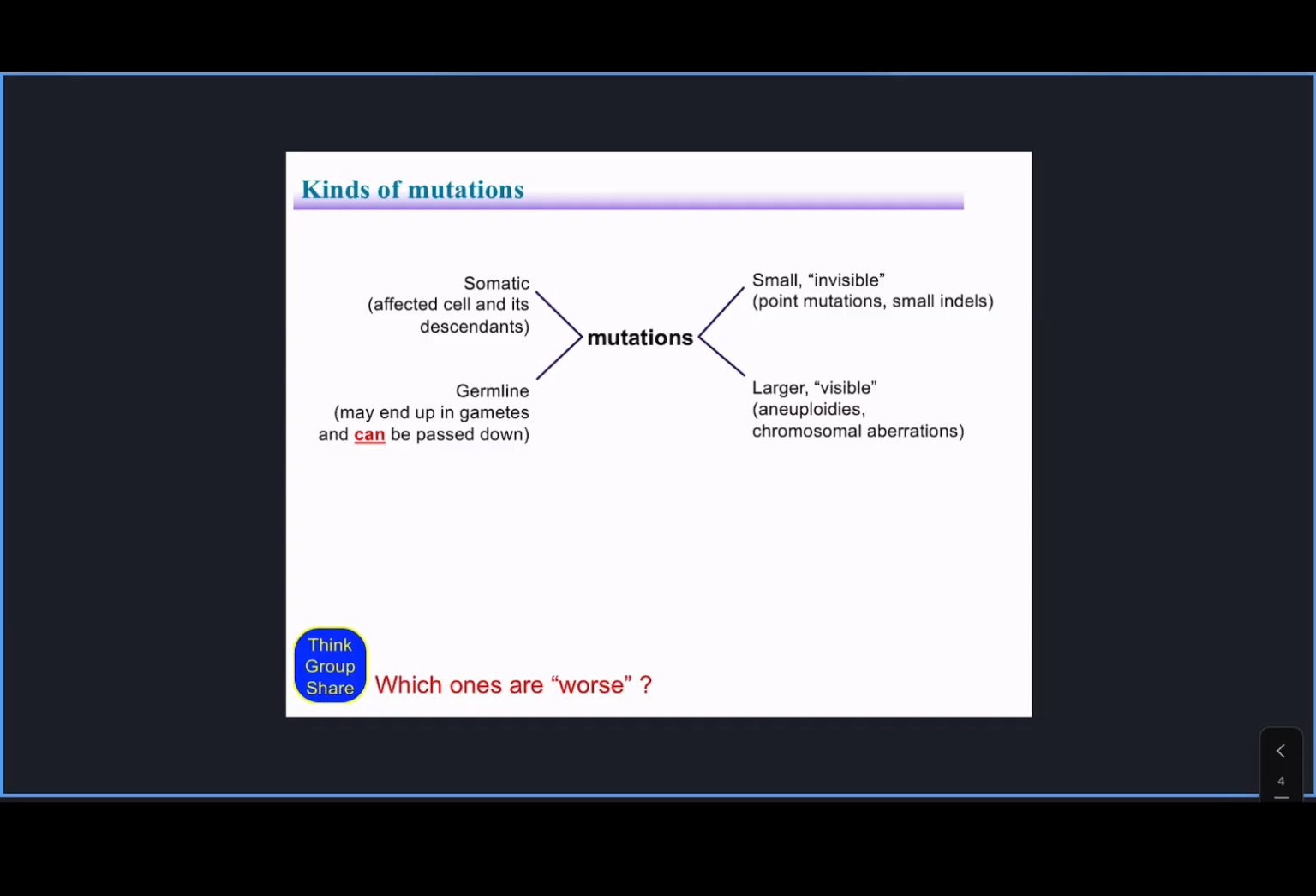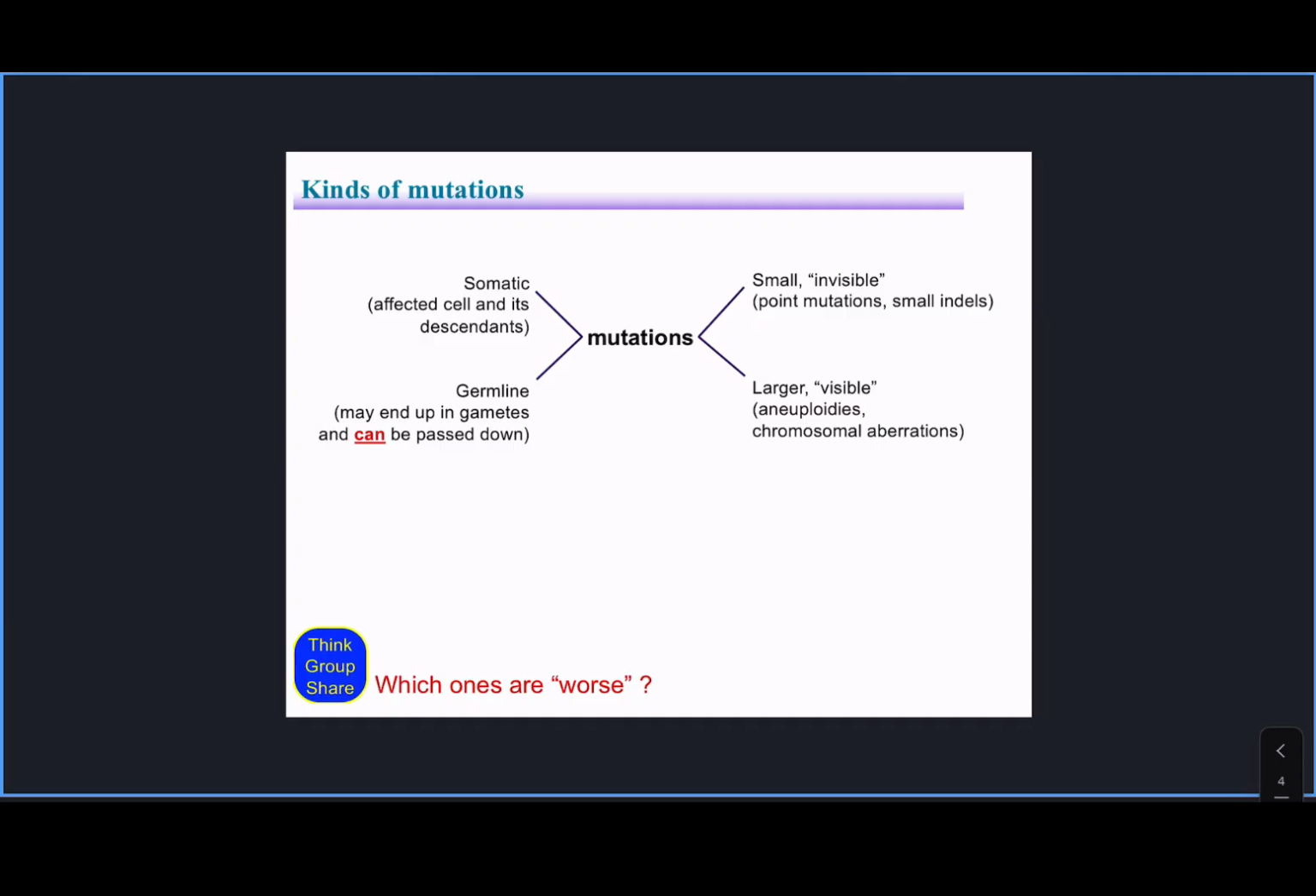Then we classify mutations in these two categories that have to do with how much of that DNA sequence is affected by the mutation. So we talk about small or invisible mutations. These are point mutations or very small indels. Indels is an acronym for insertions or deletions. And we call them invisible because you would need molecular biology techniques to be able to appreciate them.